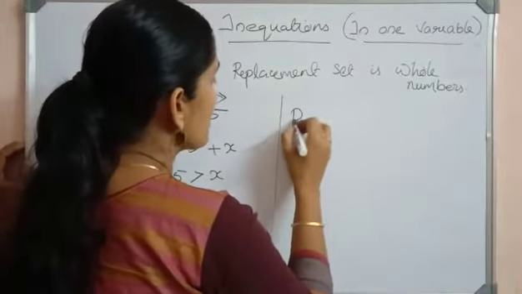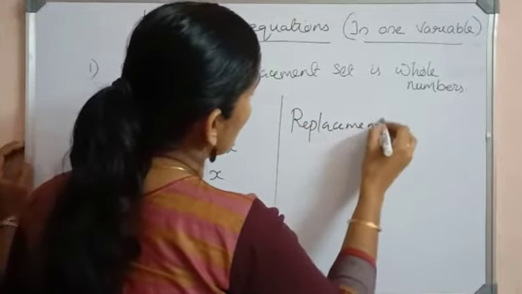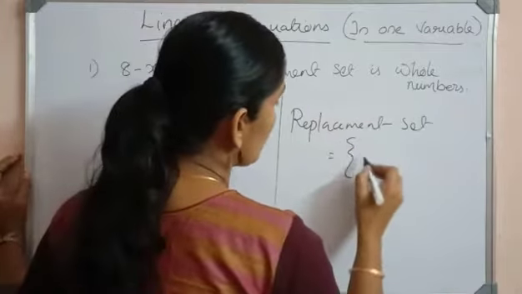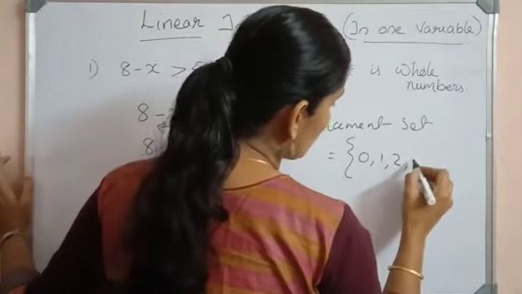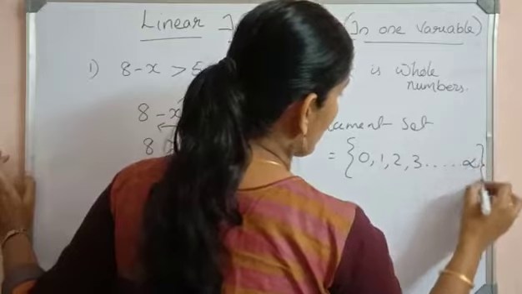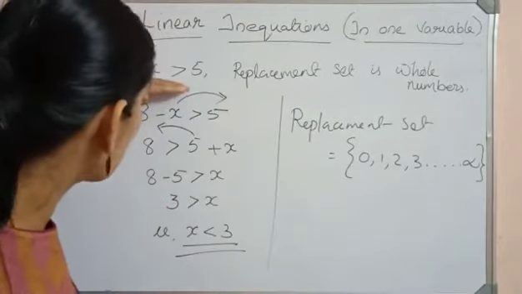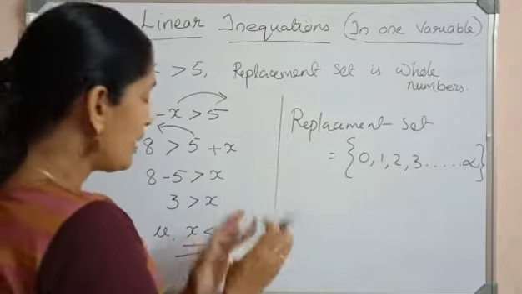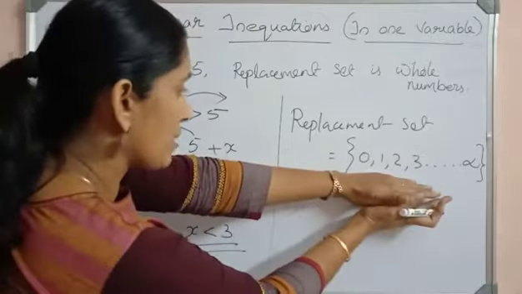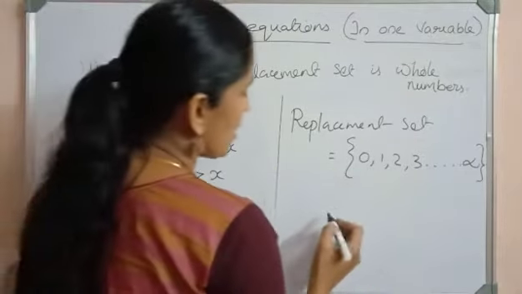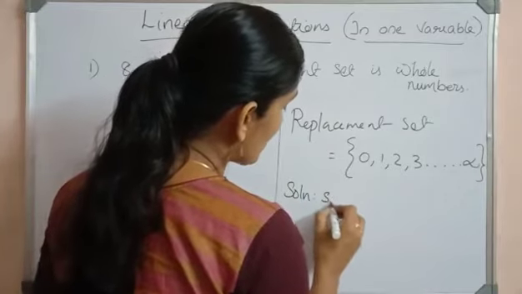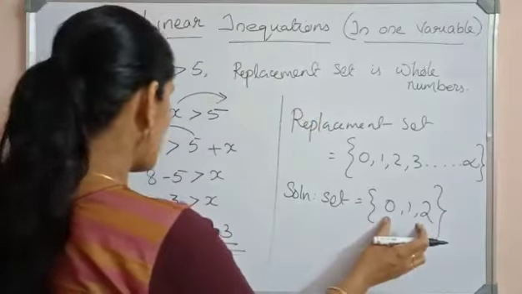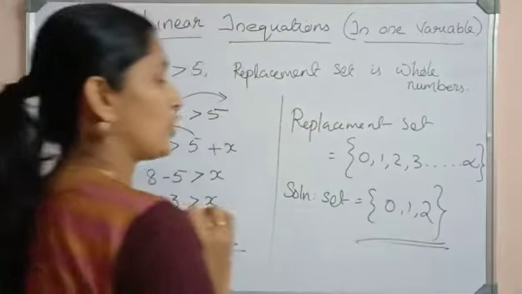So let's write the replacement set. Replacement set is the set of whole numbers, and the set of whole numbers is 0, 1, 2, 3, etc. up to infinity. Now as per the condition, when we have simplified this linear inequation, we got the condition x is less than 3. So we need to consider all the values from this replacement set which are less than 3. So the solution set is equal to 0, 1 and 2. These three numbers are less than 3, and therefore this is the solution set.